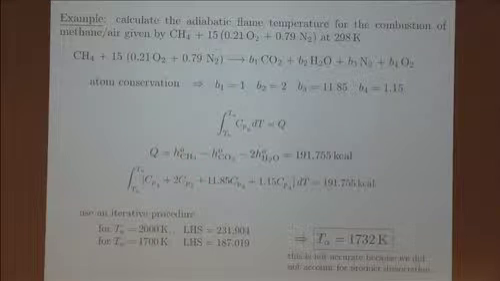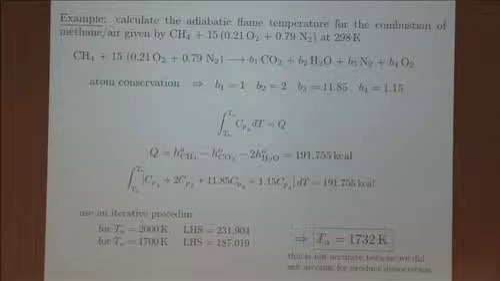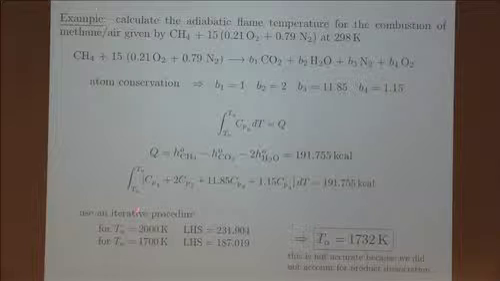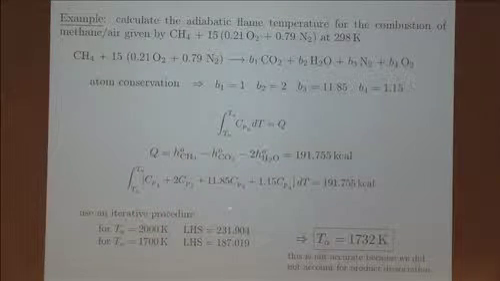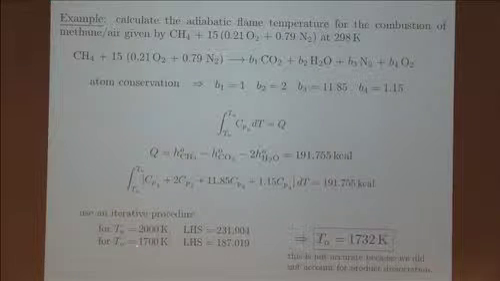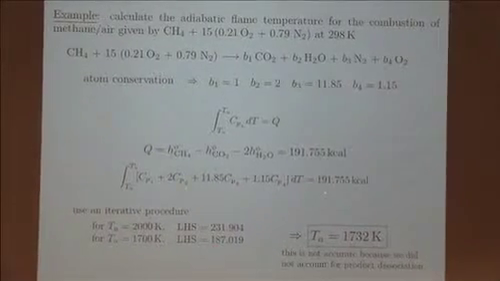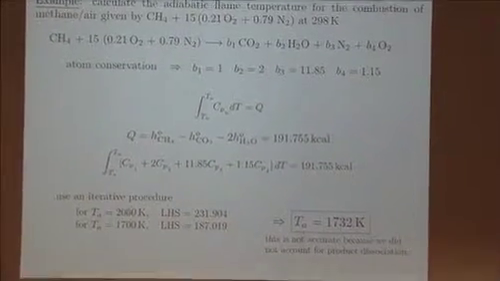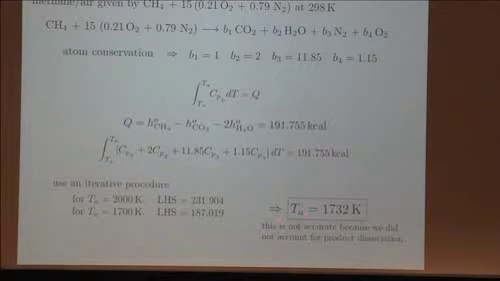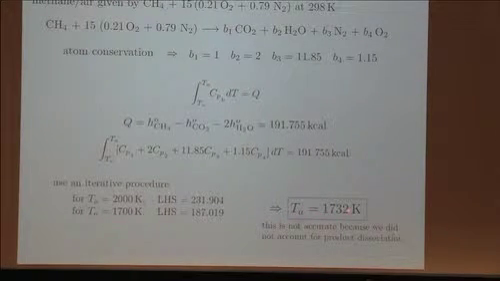Of course, there is software today that does it for you, but it's important to understand where it comes from, and that's why I go through this. So you make a guess, and then you compute the left-hand side. You see it's 231, which is bigger than 191. Well, then you have to decrease TA. So you decrease it to 1700, and it's a little less, and then you keep on iterating until you converge. And the converging gives you a value of adiabatic temperature of 1732 Kelvin.